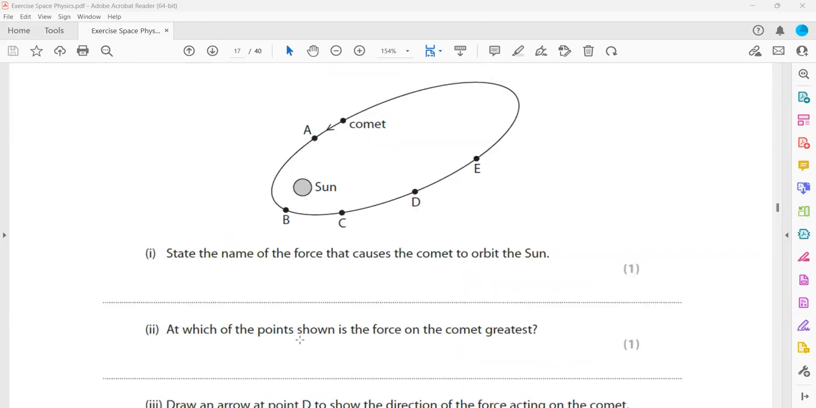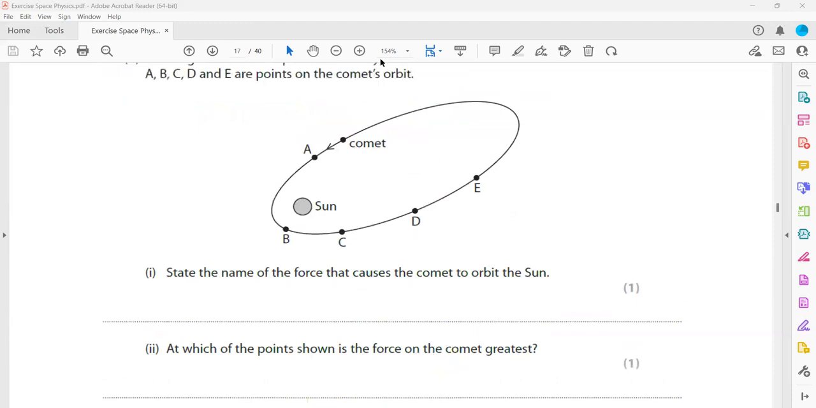At which point shown is the force on the comet greatest, at which point will it experience the greatest force? So the answer here is B. Why B? It is greater because at B it has to change direction, a greater change in direction. For a smaller distance, it has a greater change in direction as compared to any other point. That's why B is the right answer.